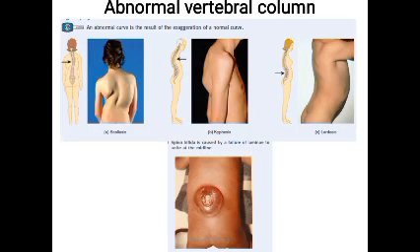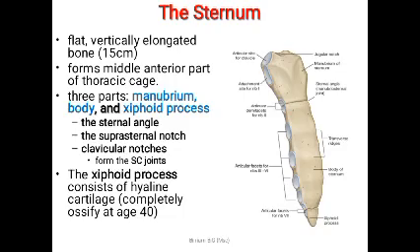Abnormal vertebral column. The diagram looks like this. The sternum is a flat, vertically elongated bone, 15 cm long, that forms the middle anterior part of the thoracic cage. It has 3 parts: the manubrium, body, and xiphoid process, along with the sternal angle, the suprasternal notch, and the clavicular notch from the SC joints.